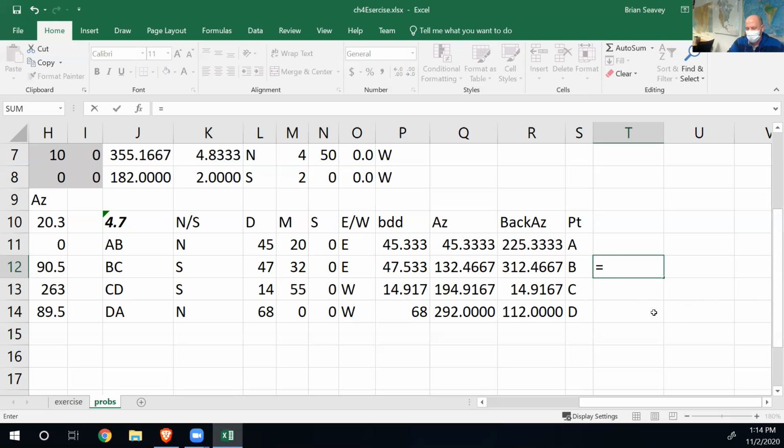So the interior angle, so this whole column is interior angle, right? So IA. My interior angle is, for B anyway, going to be equal to the back azimuth of A to B, which would be up here, and then I subtract, it's the difference.